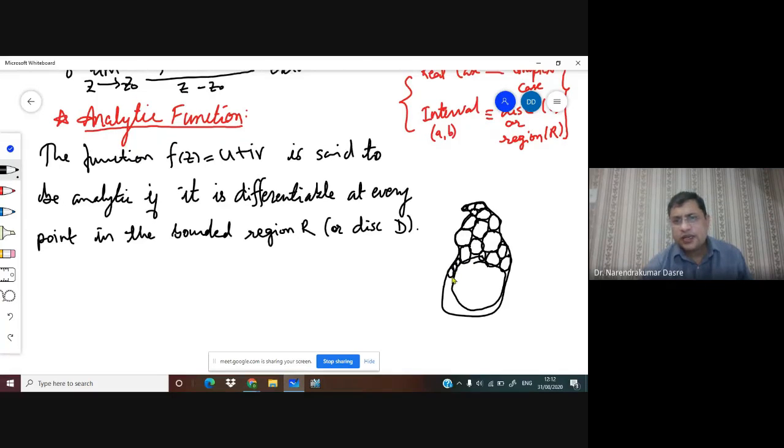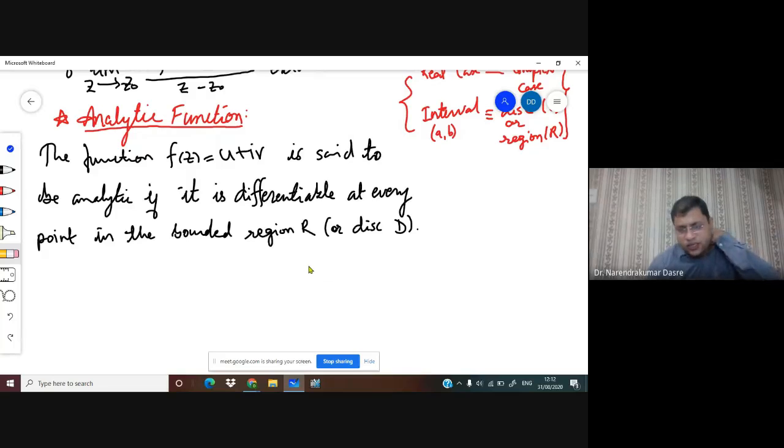Okay, so this is the theorem of pure mathematics, complex analysis. And then we can have this. So that's why any bounded region is very much equivalent to the union of disks. And hence I said at every point in the bounded region or the disk. So we don't have to worry about this when we say the bounded region or we say the disk. So disk is always bounded. It is open, but it is bounded.